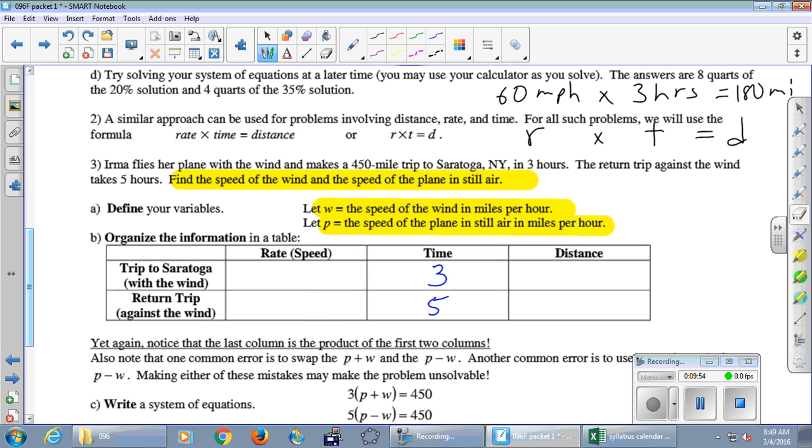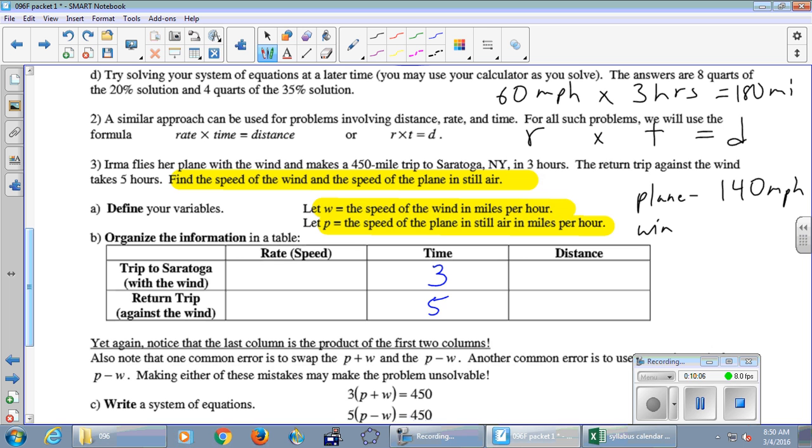It turns out it's really easy once you see a numerical example. Suppose that the plane is traveling, I don't know, 140 miles per hour. And suppose that the wind is 10 miles per hour. When the wind is helping the plane, how fast is the plane really going?